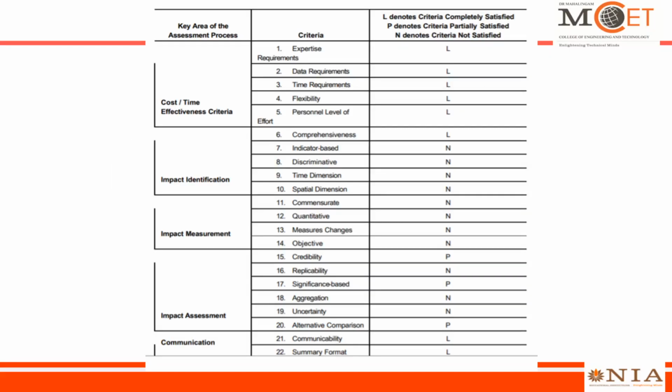Here they have got all the parameters. The key processes are shown in the first column. Just like we saw in the last table, they again segregated each of them into various subcategories, and in the last column you can see they have denoted L, P and N. L is completely satisfied, P is partially satisfied, N is not satisfied at all. So this is another way of doing or listing down the descriptive checklist.